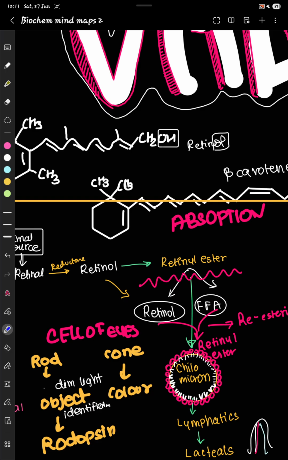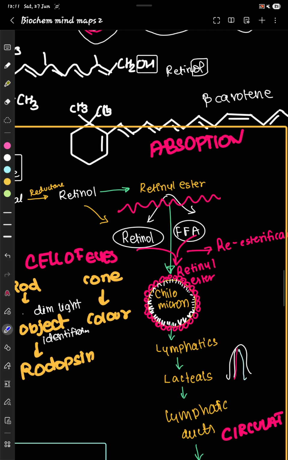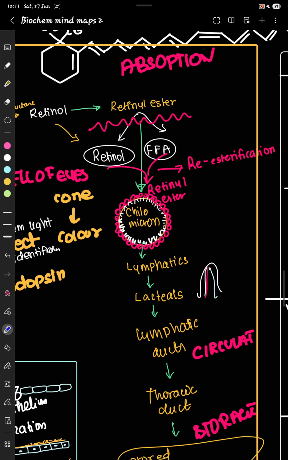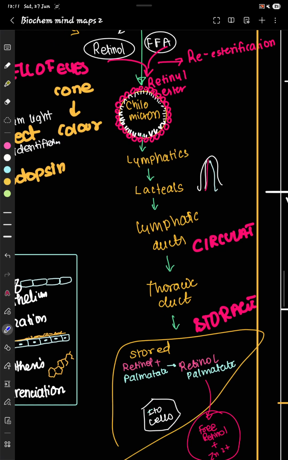First it is esterified, then again it is split into retinol and fatty acids, and again re-esterified to be compiled into the chylomicrons, because we know that these are fat soluble vitamins. Obviously they get absorbed as chylomicrons. These chylomicrons are so large that they cannot move through the blood vessels. They are moved by lacteals and then into the lymphatics, then into the lymphatic ducts, and it is moved to the thoracic duct and then to the liver.